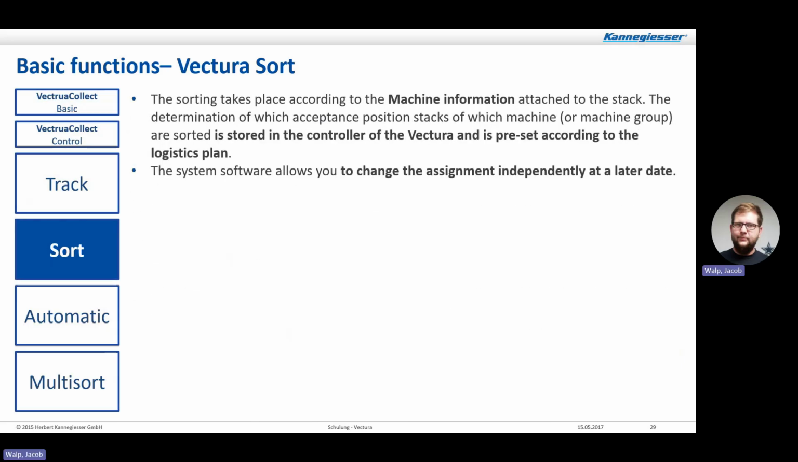And here sorting takes place according to machine information attached to the stack. Determination of which acceptance position stacks of which machine or machine group are sorted is stored in the controller of the Vectura and is preset according to the logistics plan. The system software allows you to change the assignment independently at a later date, meaning based on which machine the items come from, they will go to a specific target, specific packout area. It is preset, but it can be changed.